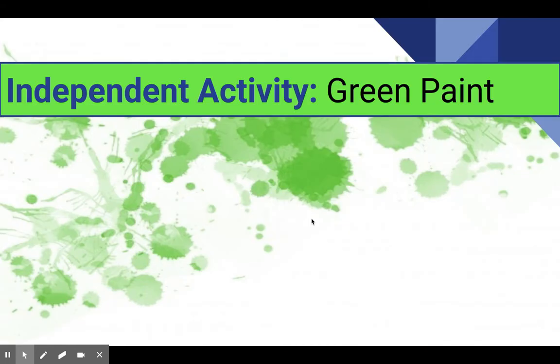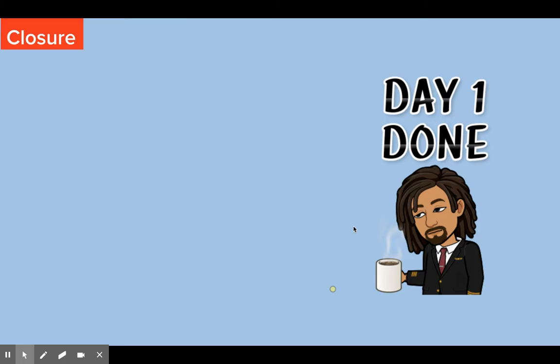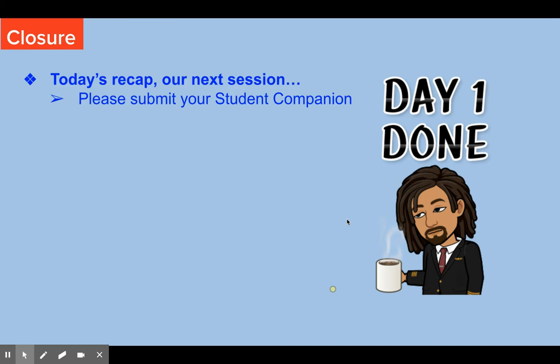So today's independent activity that's also going to be found in Google Classroom is Green Paint. That is what your independent activity is for today, and that is due at 11:59 p.m. tonight. So day 1 is done. I know it might have been an extensive lesson for today, but let's just recap really briefly.